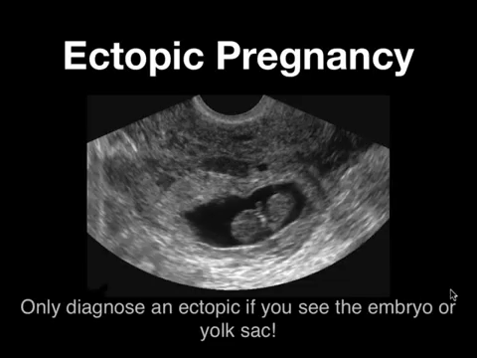Let's take a look now at ectopic pregnancy. Definitive diagnosis of an ectopic pregnancy requires that you visualize a yolk sac or embryo outside of the uterus. The most common type of ectopic pregnancy is going to be a tubal pregnancy that's in the ampullary region of the tube.